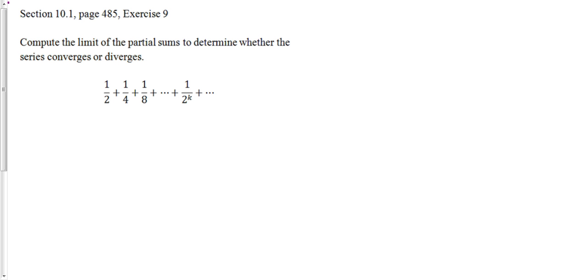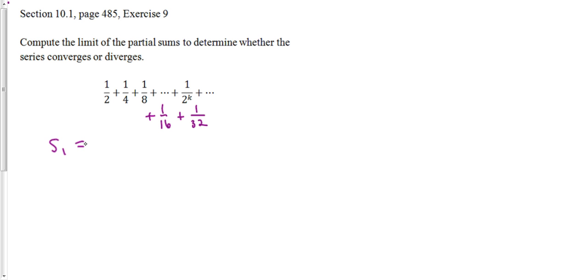Well, I think if we're going to look at the partial sums, we might want to have a few more terms in here. So what's going to come after 1/8? Well, we're going to have 1/16 or 1 over 2 to the 4th. And then what's our next term going to be? Well, we're going to have 1 over 2 to the 5th or 1 over 32. So let's look at these partial sums.